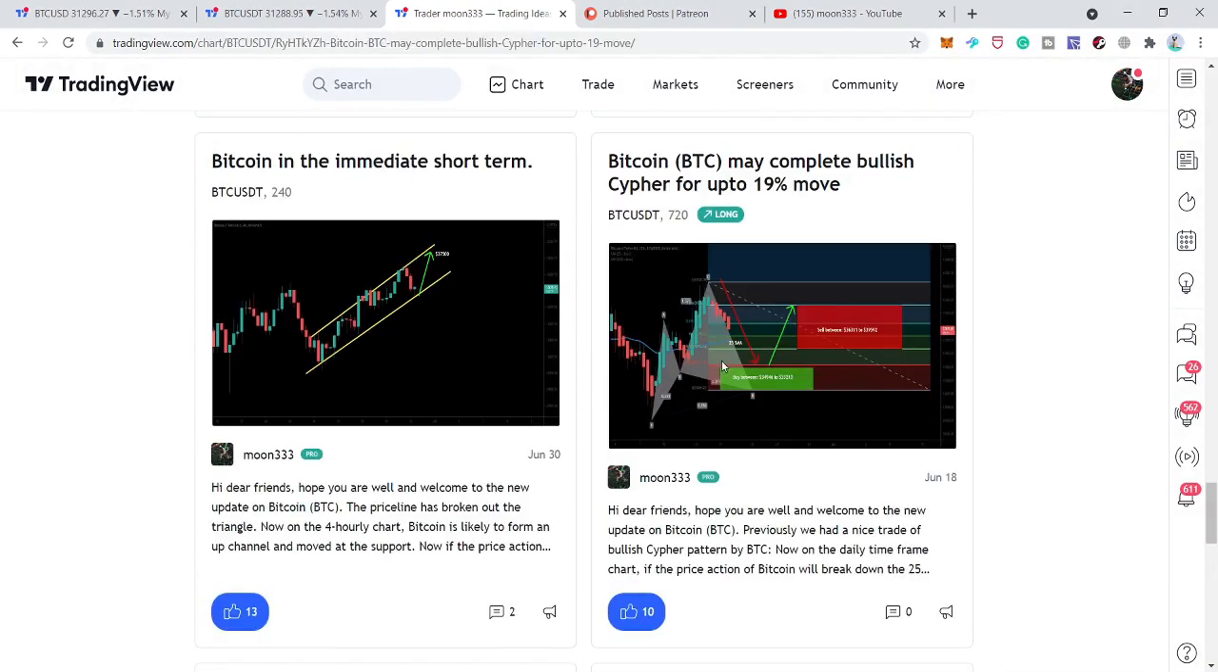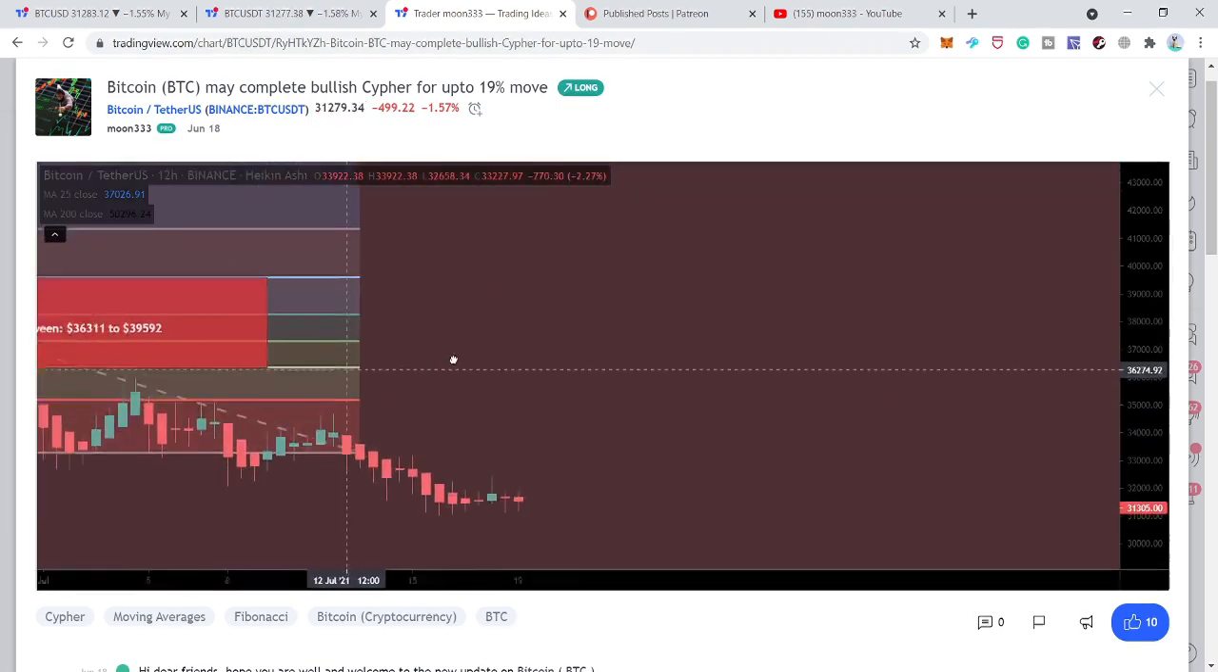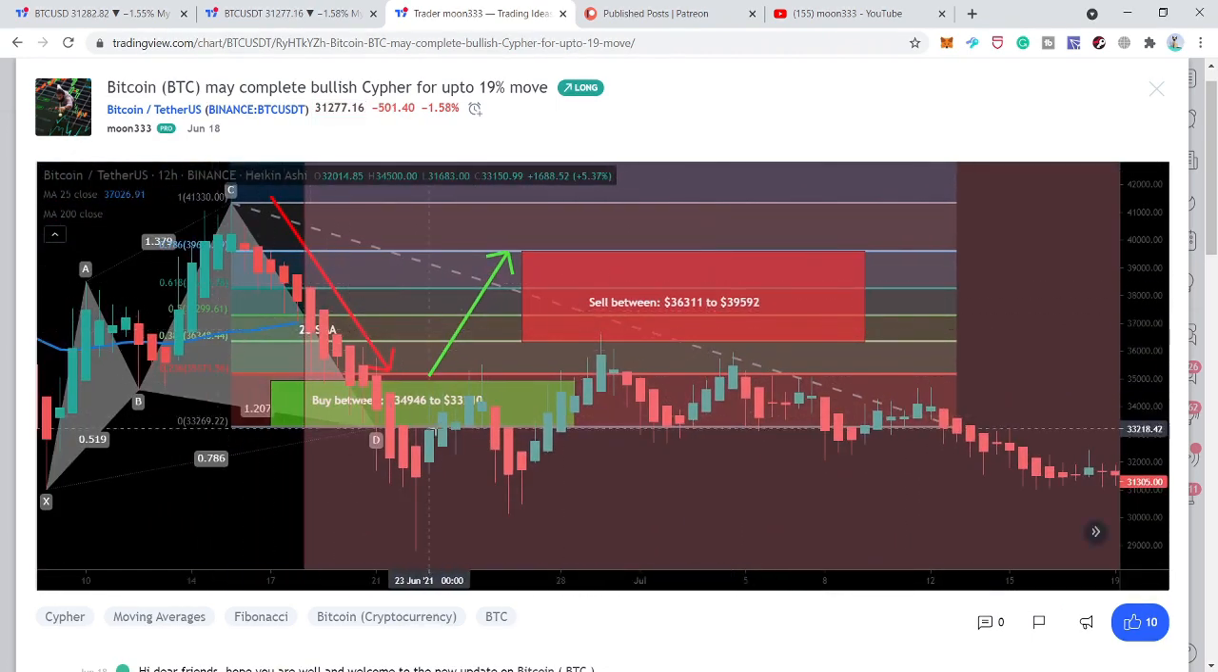And before this, the price action formed this bullish harmonic cipher pattern on the 18th of June when the market was extremely bearish, and we were also having a 25 simple moving average support on the daily time frame. And I told my members at the Patreon that if this 25 simple moving average is broken down, then the price action can move between $34,900 to $33,200 for the completion of this bullish harmonic cipher. And we can see that the price action completed this leg here and even moved a little bit more down, but reversed bullish and hit the sell targets. However, this leg was invalidated, but the price action did reverse towards the upside.